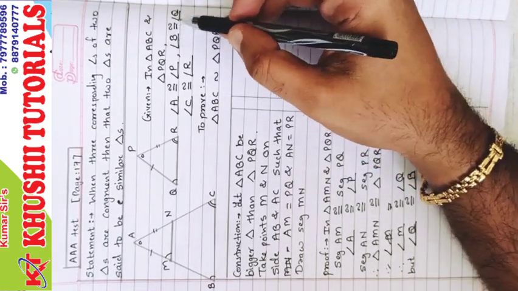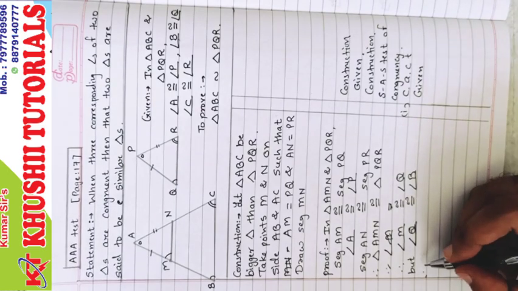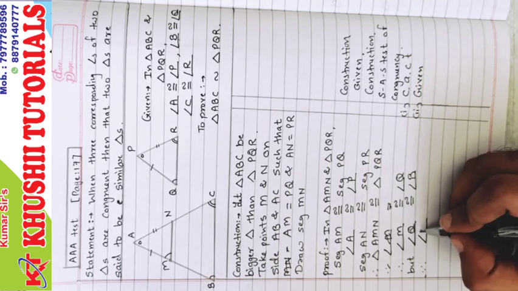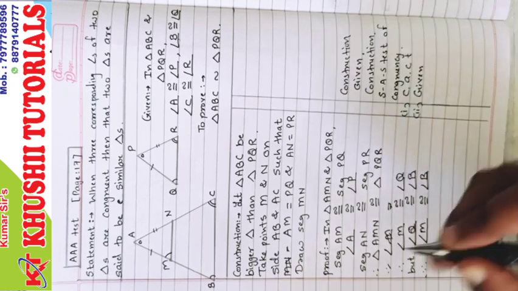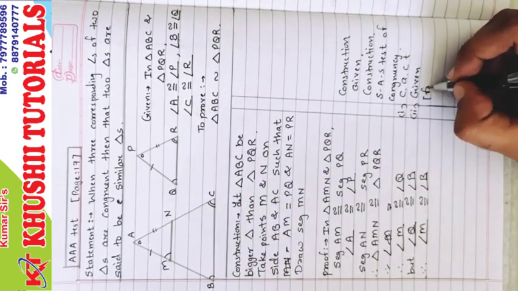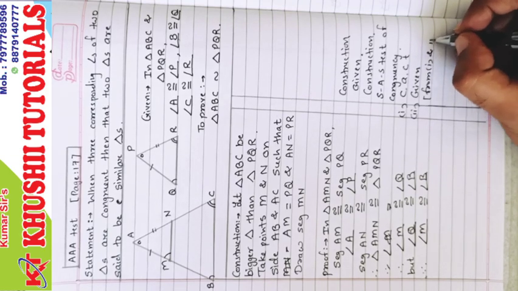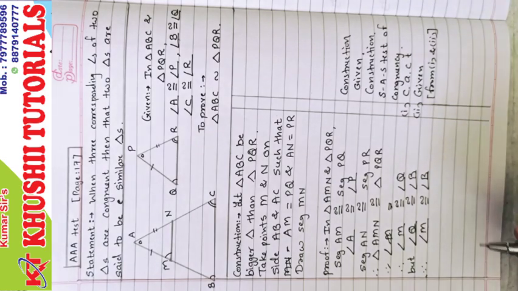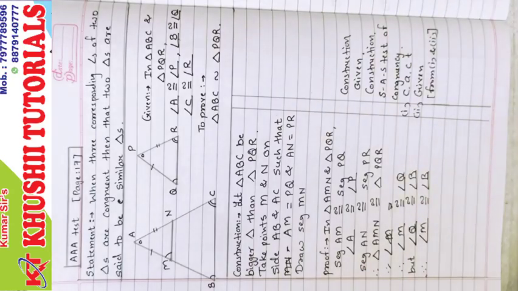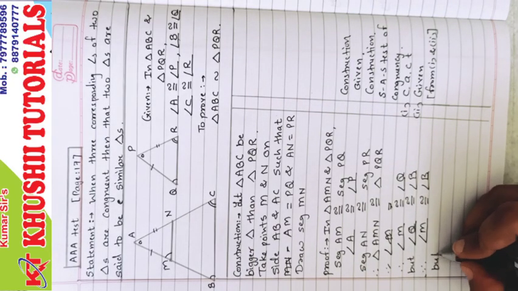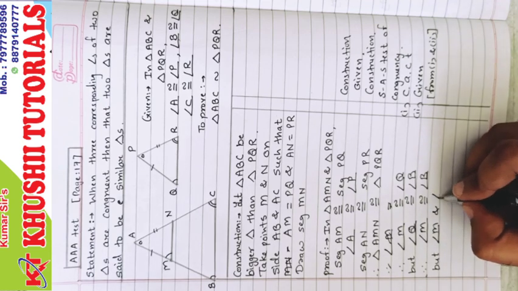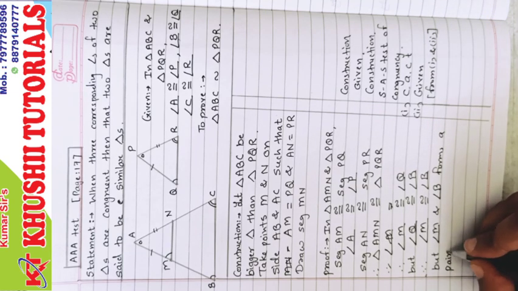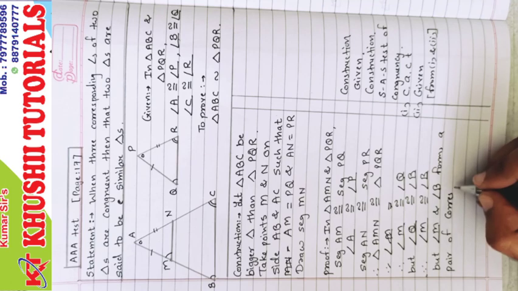It is given B is congruent to Q. Therefore angle, this we mark as 2. Therefore angle M is congruent to angle B, from 1 and 2, or you can write transitivity. But M and B form a pair of corresponding angles. Angle M and angle B form a pair of corresponding angles.